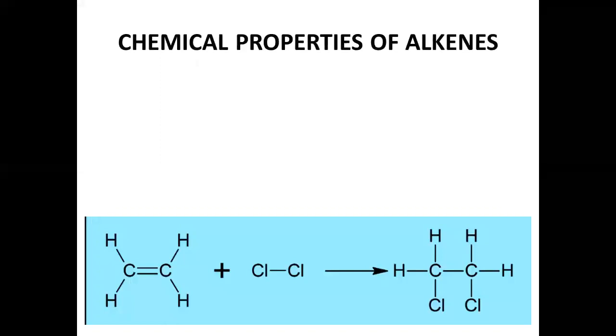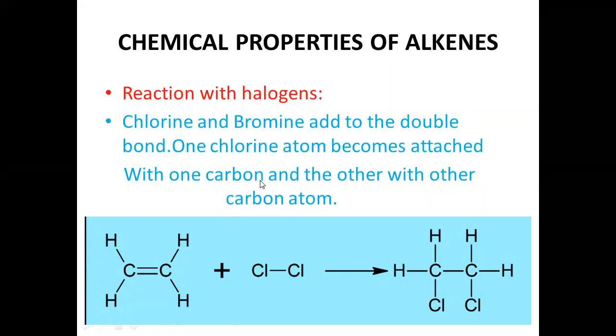Now, chemical properties of alkenes. The first property is reaction with halogens. You know, halogens, chlorine and bromine, add to the double bond. One chlorine atom becomes attached to one carbon and the other to the other carbon atom. We have a chlorine molecule which contains 2 chlorine atoms.